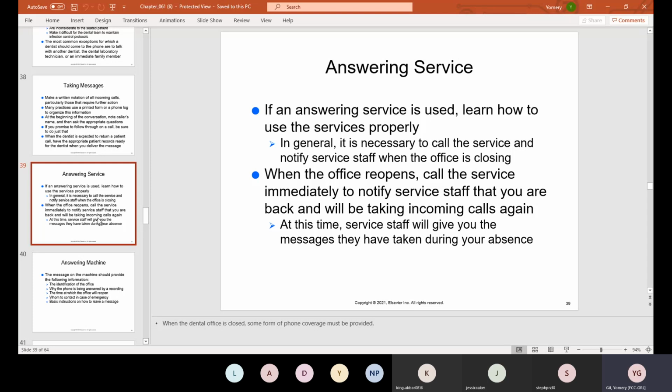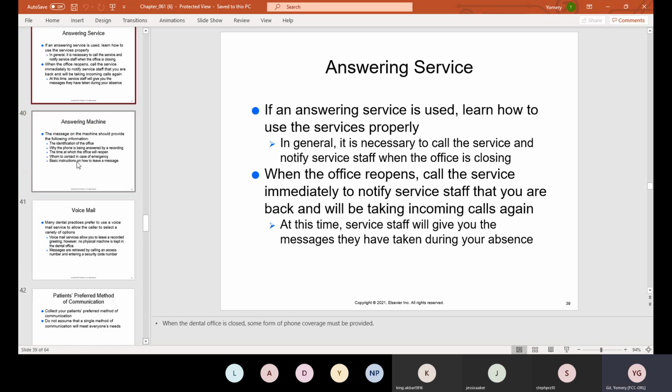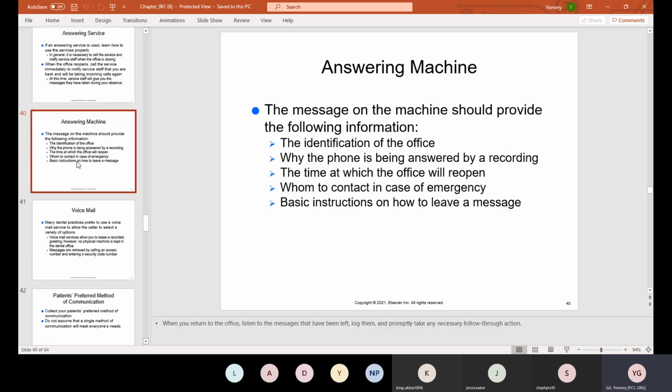And what they mean by this is an actual person that takes your messages for when you're not in the office. I will let you know some people don't have that. They just have the answering machine and they will listen to the messages the next time they're back in the office and then return the calls accordingly. And this is when the answering machine comes in.